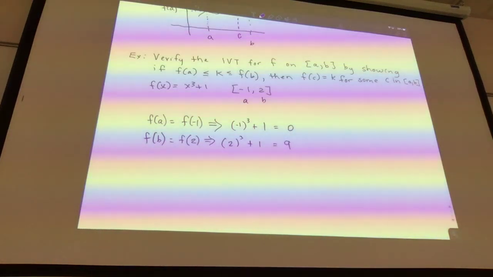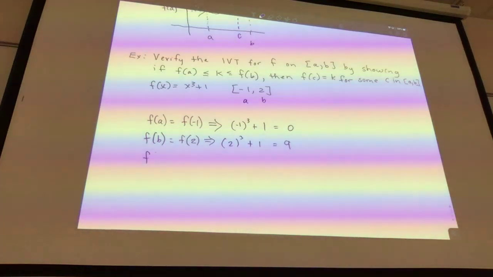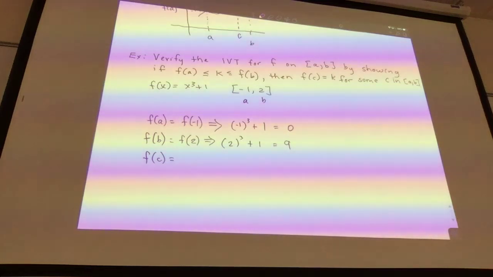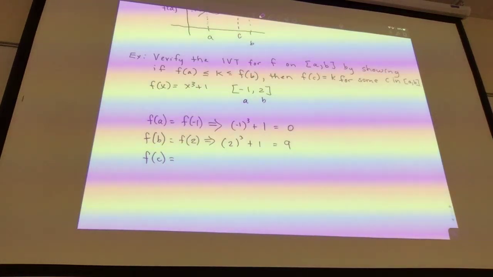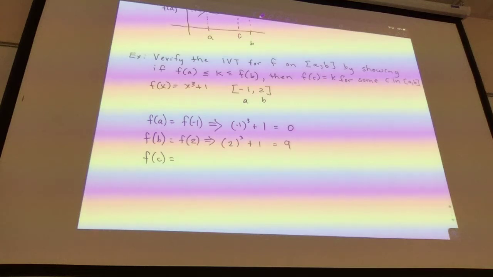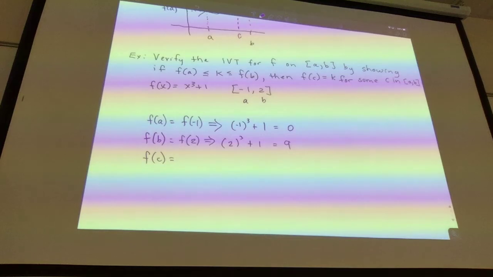All right, do all your scratch work. We have f of a, we have f of b. f of c, what would f of c be? Anybody? Careful. The function evaluated when x is c. So everywhere there's an x, plug in a c. So what would it be? Close. c cubed plus 1.